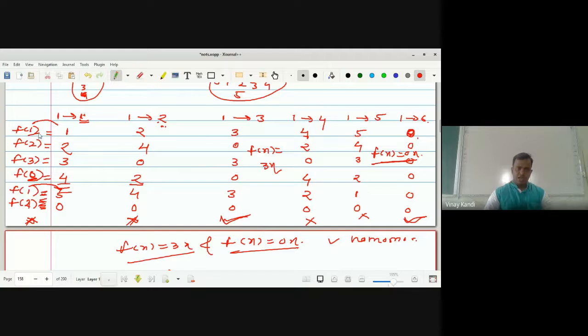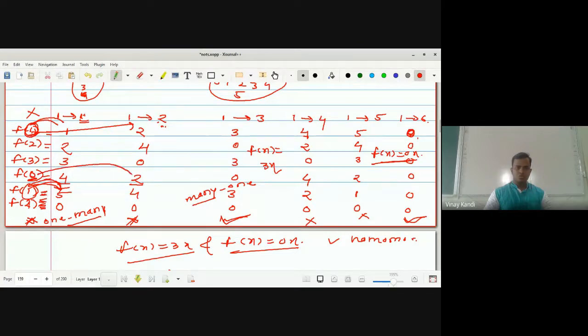1 maps to 3, and 3 maps to 3. Is there any element with two images? Earlier 1 had 1 and also 5. Is it correct? This one is a many-one function. A one-many mapping is not a function. Similarly here, look: 1 maps to 2, again 0 maps to 2.